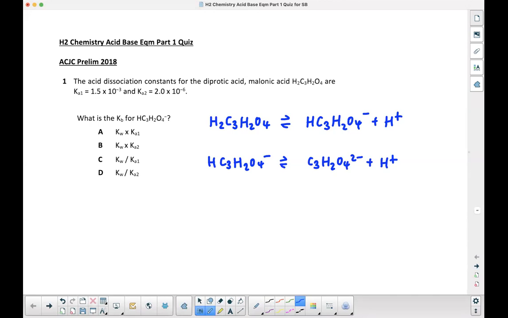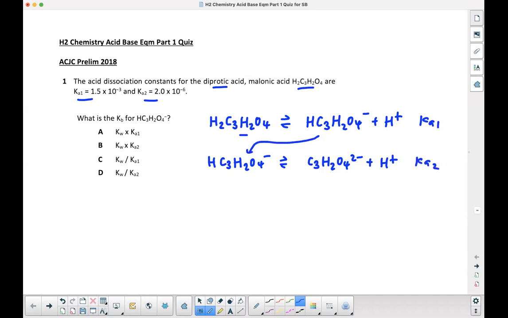Let's see how you do this question. Question 1. The acid dissociation constants for this diprotic acid are Ka1 and Ka2. So this acid will dissociate once and you call this Ka1. And then after that, it will dissociate again and we call it Ka2.